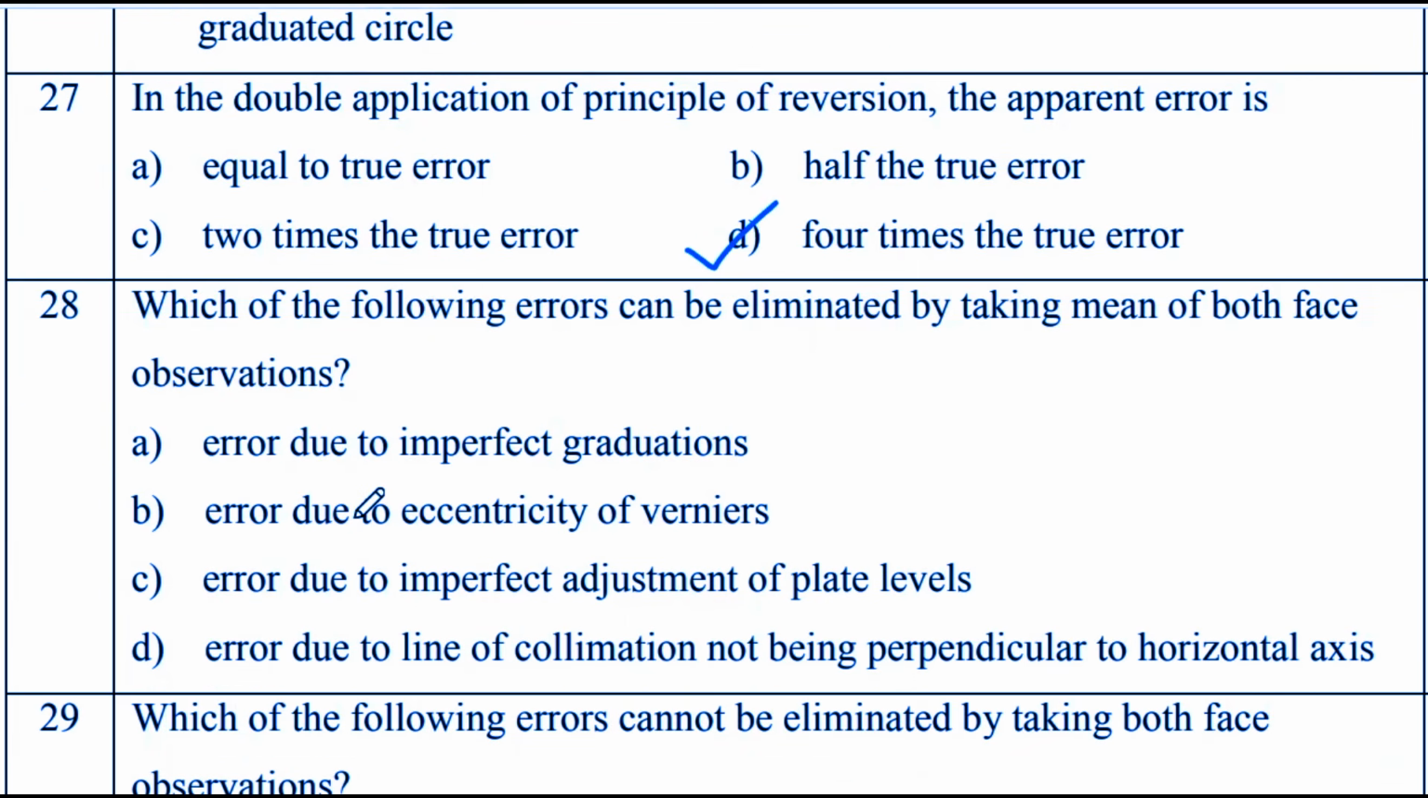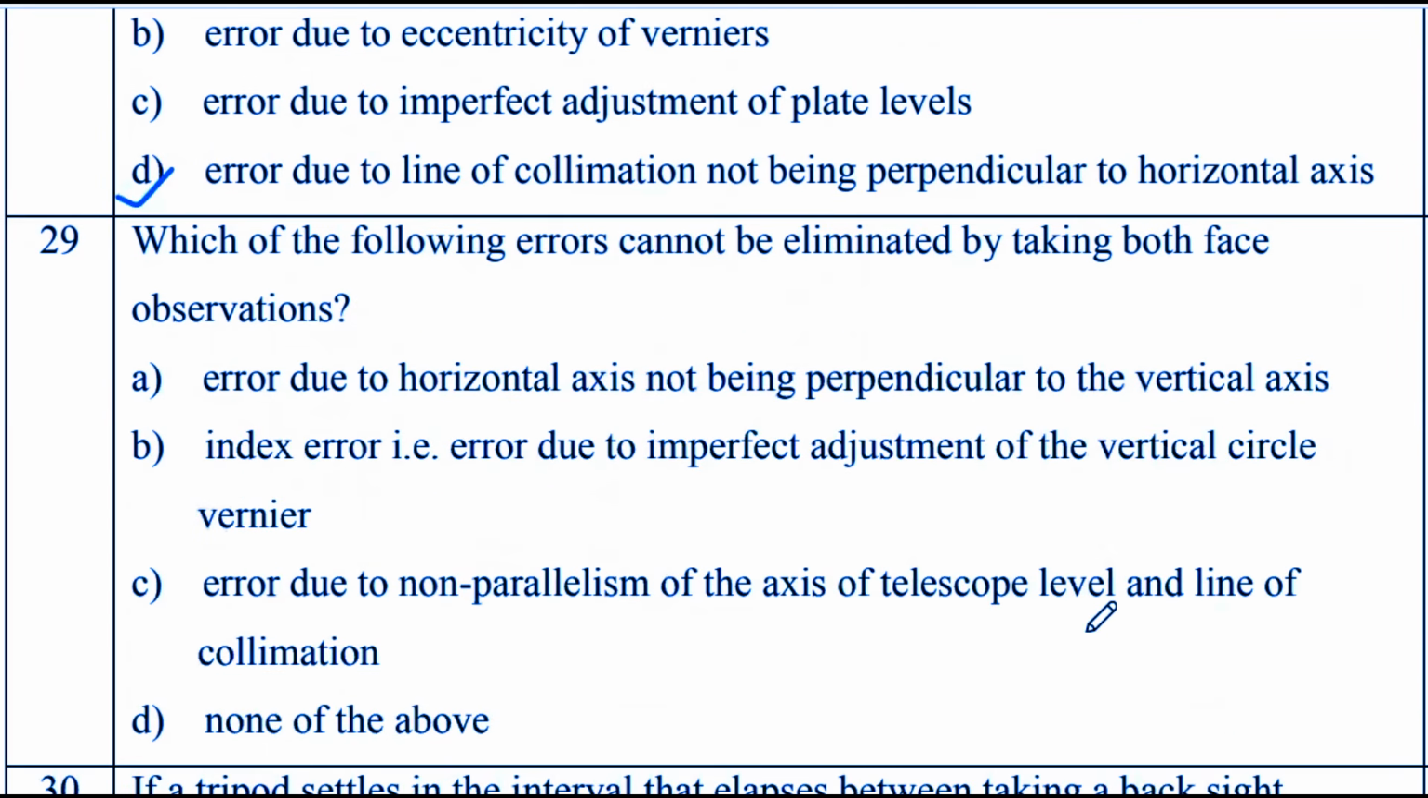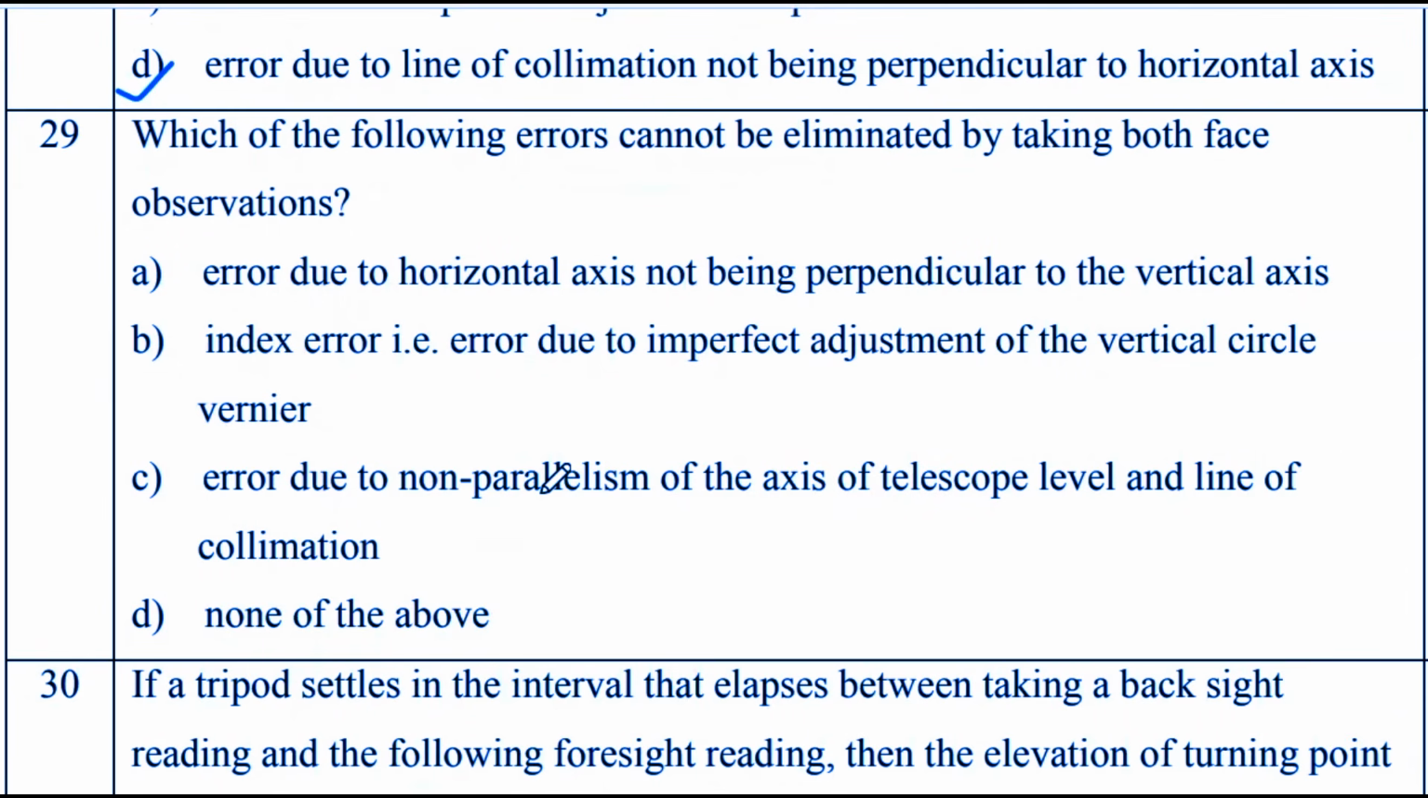Which of the following errors can be eliminated by taking the mean of both phases of observation? From the given options, the error due to the line of collimation not being perpendicular to the horizontal axis. Which of the following errors cannot be eliminated by taking both phase observation? Here all the options can be eliminated, so none of the above is the right answer.